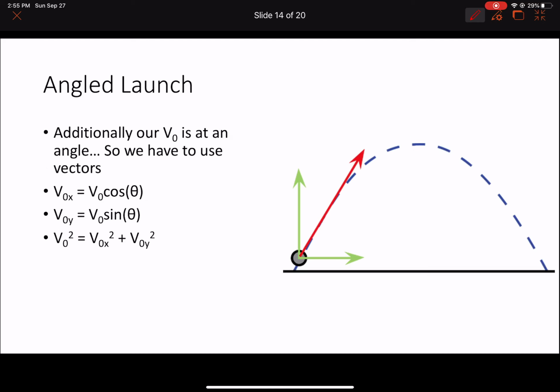Additionally, and this is the big difference, we have a launch, which means our initial velocity is at an angle. And so we have to split up our components. Here are the equations we're going to be using to do so. Our initial x velocity is equal to v naught cosine theta. Our initial y velocity is equal to v naught sine theta. And then, of course, the total velocity, using the Pythagorean theorem, is the x component squared plus the y component squared, take the square root.